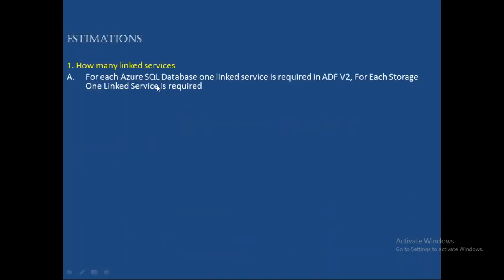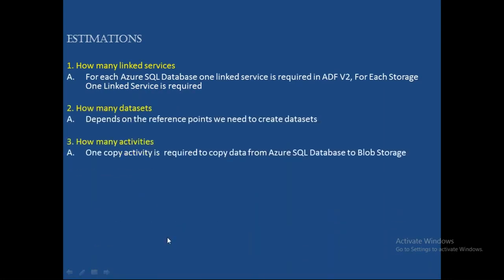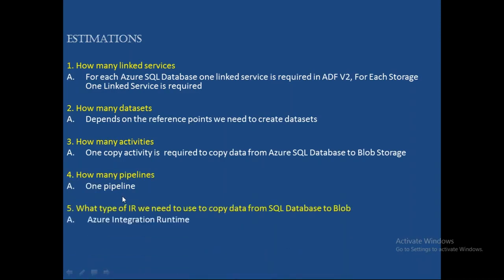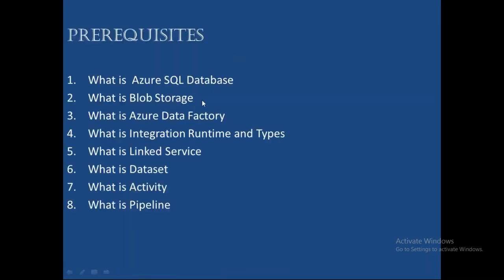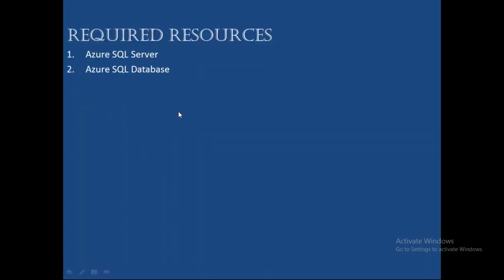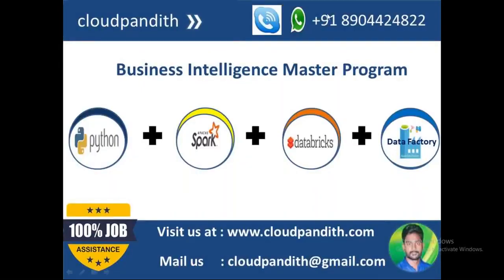Estimations: for SQL database, one linked service, and for storage, one linked service. Datasets depend on endpoints. Activities: one copy activity for Azure SQL database, 2 for Blob Storage copy, and remaining things as per our requirement. How many pipelines? 1 pipeline we need. What type of IR are we going to use? Azure integration runtime. Prerequisites: we should know all these things. We have knowledge on all of these, right? Azure SQL database, Blob Storage, Data Factory, integration runtime types, linked service, dataset, activity, pipelines. Next, required resources: Azure SQL Server, Azure SQL Database, Blob Storage, Azure Data Factory V2. So these are the required services, friends.